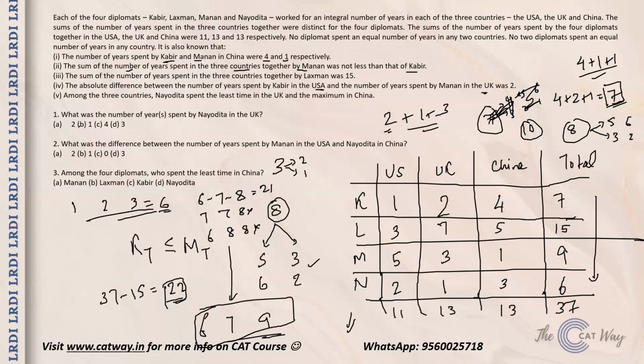Number of years spent by Nayodita in UK, so you can see that is 1, option number B. Difference between the number of years spent by Manan in US and Nayodita in China, so that's the difference of 2. So option number A is the right answer. And among the 4 diplomats who spent the least time in China, so you can see Manan spent only 1 year, so option number A is the right answer.